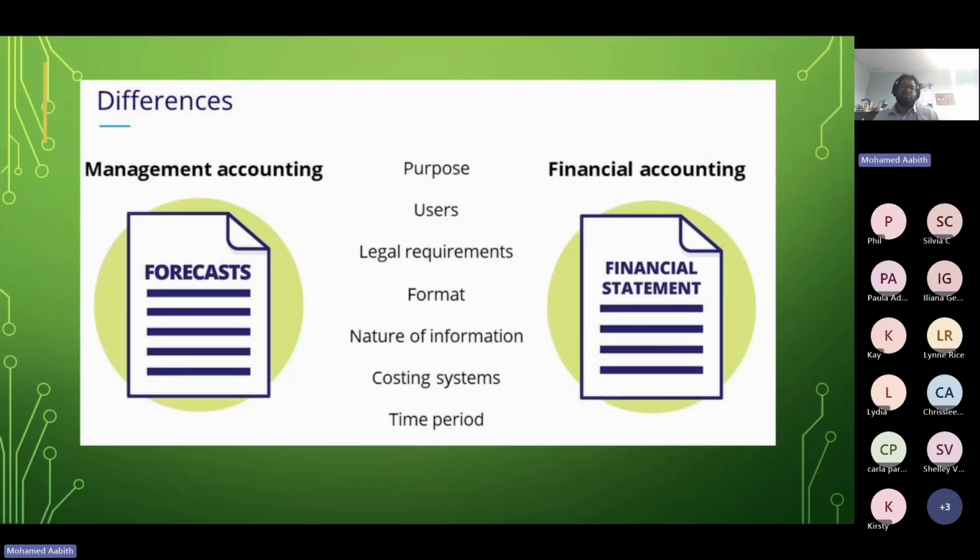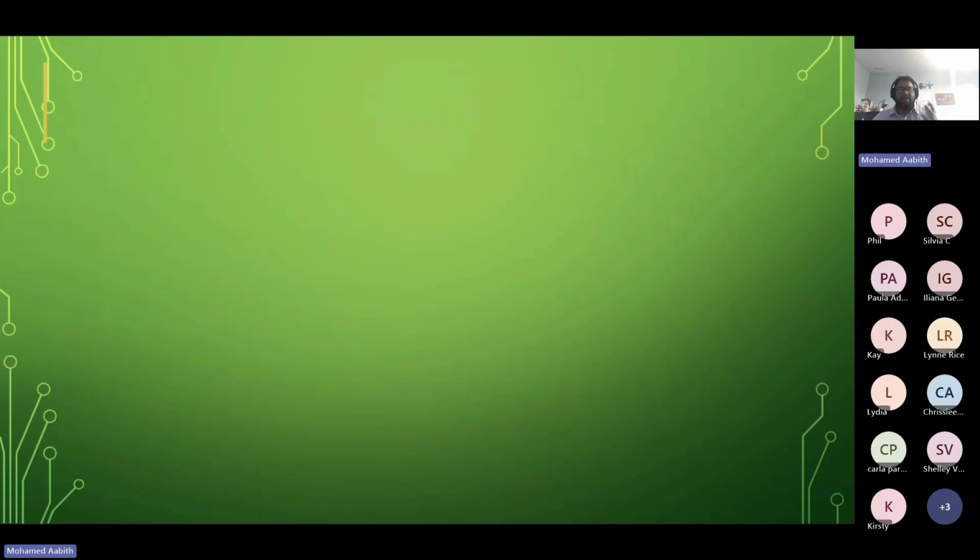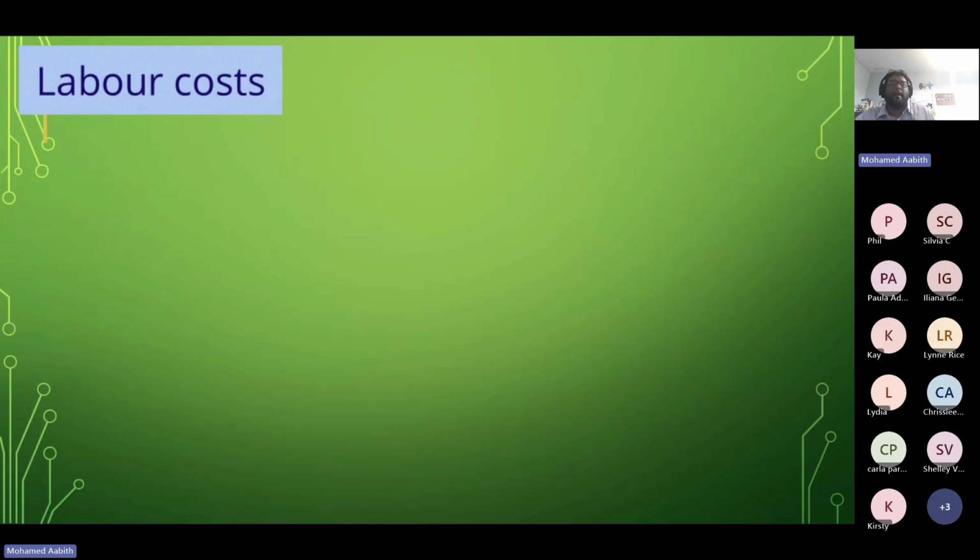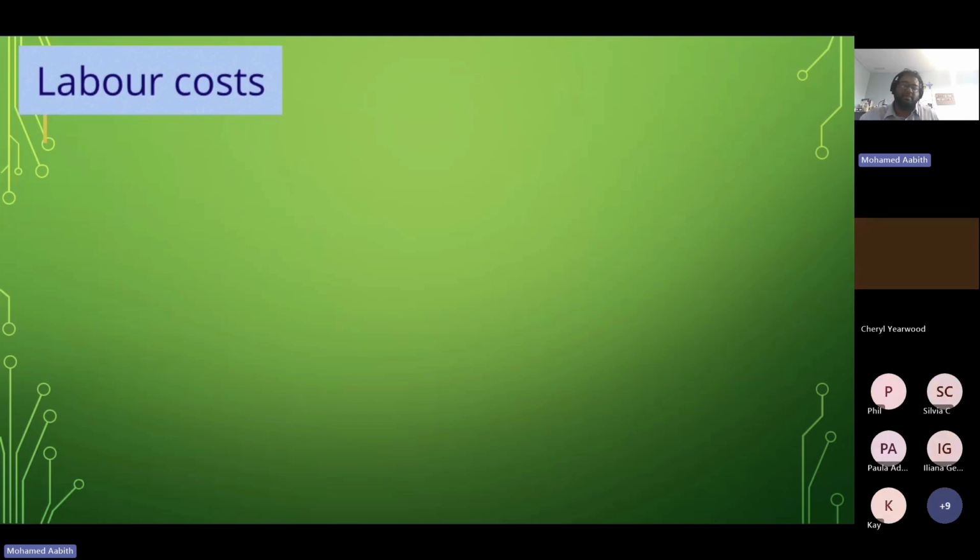Just want to show you this one quickly, just to show you the comparison, like how you're going to look at the financial statement and the management accounting. And then look at the next one here when it comes to the labor cost. So the labor cost is what we pay somebody who works for the company or your business, but it's different from person to person because you may get different rates, you may get different hours, and also you may have different contracts.